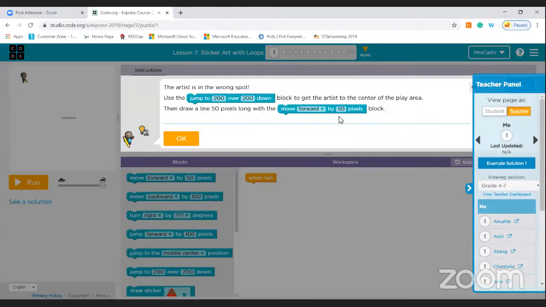So now we are going to do sticker art with loops. So the artist is in the wrong spot. Use the jump to 200 over 200 down block to get the artist to the center of the play area. Then draw a line 50 pixels long with the move forward by 50 pixels block. Who is going to help me with this one?